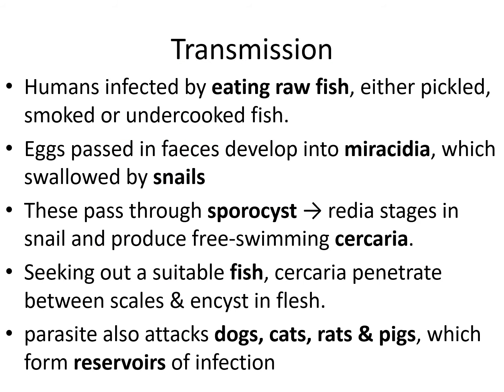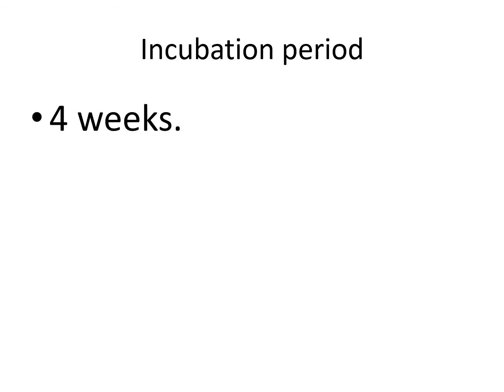Transmission of this disease: humans are infected by eating raw fish, either pickled, smoked, or undercooked fish. Eggs passed in feces develop into miracidia, which are swallowed by snails. These pass through sporocyst and radial stages in the snail and produce free-swimming cercaria. Seeking out a suitable fish, cercaria penetrate between scales and encyst in flesh. The parasite also attacks dogs, cats, rats, pigs, which form a reservoir of infection.